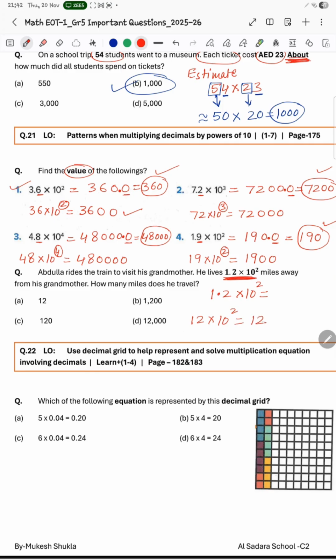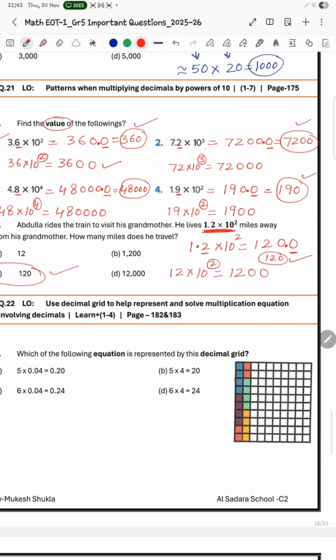So this will give you 12 and then 2 zeros, 1, 2. Now I will put the dot. After one place I have to put the dot in the answer. So my answer will be 120. So 120 is here. So this will be my correct answer. Now move to the next.